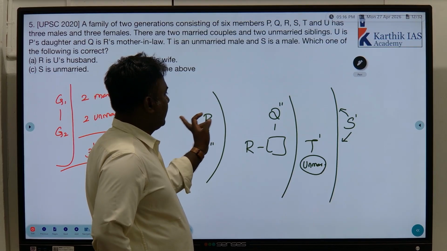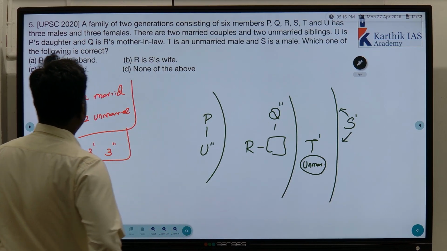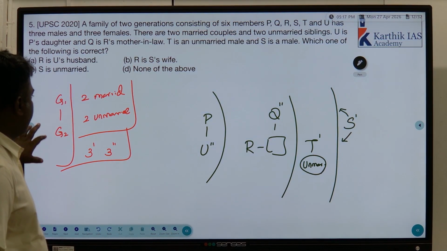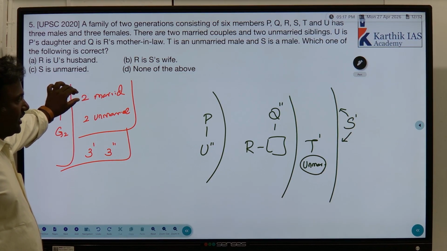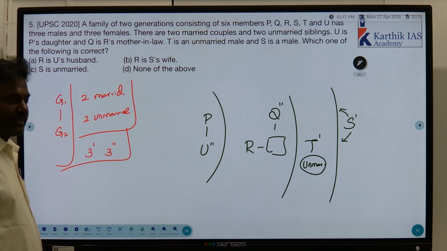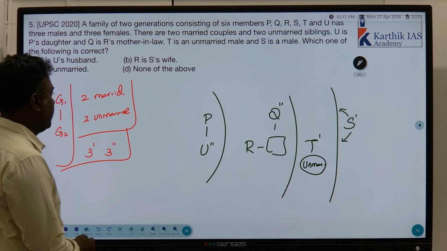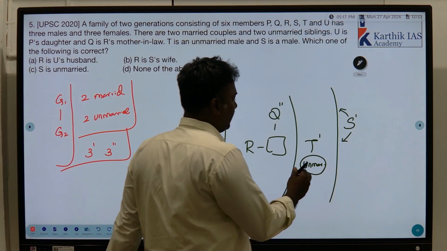P and Q may be a couple. There are two couples, right? So there are only two generations they mentioned. Two married couples. So one married couple we can make in the first generation. Second married couple we can make in the second generation. So what I will do is, we'll try to link P and Q.